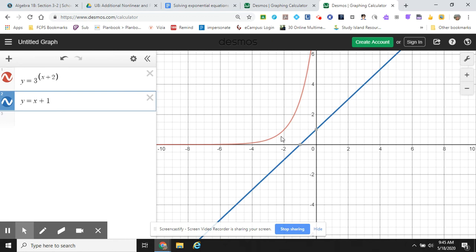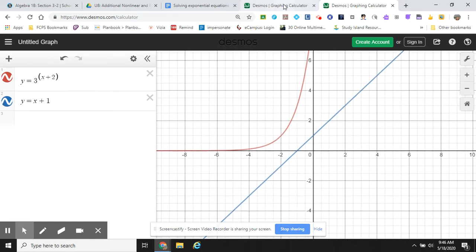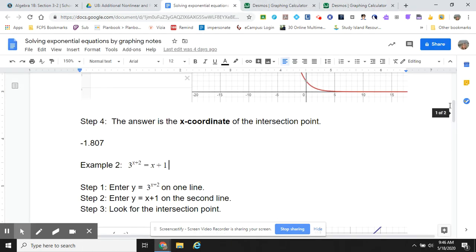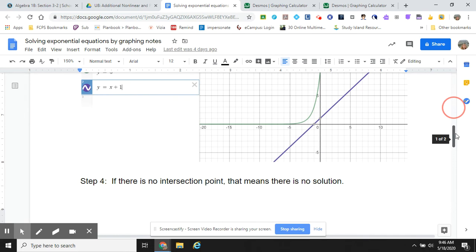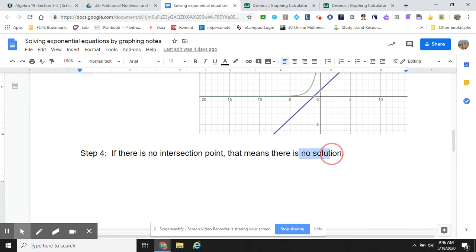That's really important. Now, if we look at this, they never cross. So that could happen. You could have two graphs that never cross. So your answer is that there is no solution. This doesn't always happen, but when it does, you've got the answer there.